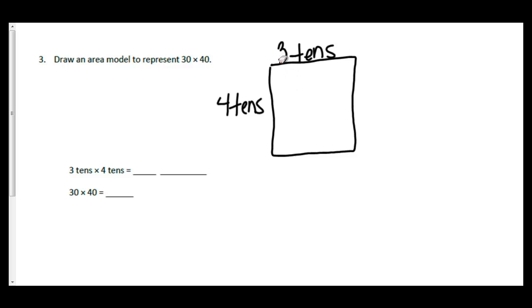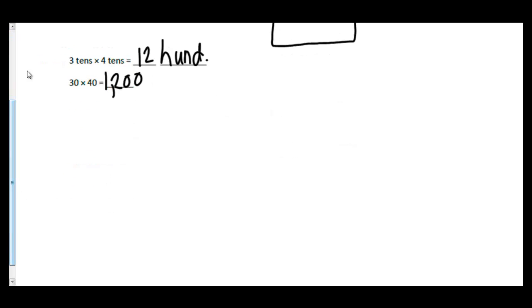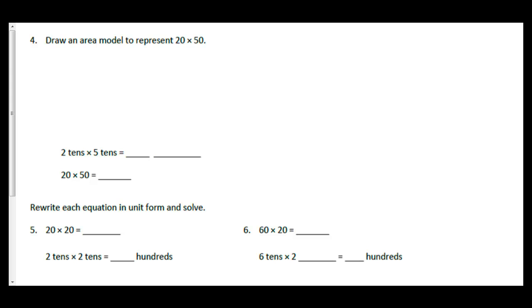But if you've noticed, every time you multiply these two numbers together, that tells you how many boxes you have. So there's 12 boxes inside here, and 10 times 10 is 100, so now the answer would be 12 hundreds. So 3 tens times 4 tens equals 12 hundreds, which is equal to 1200.